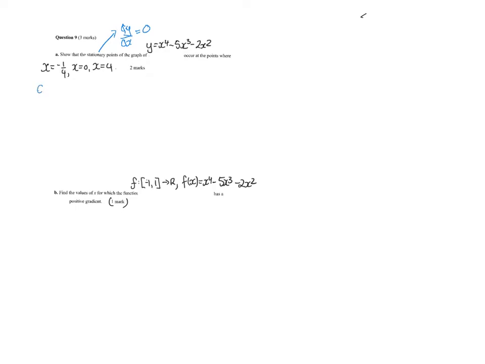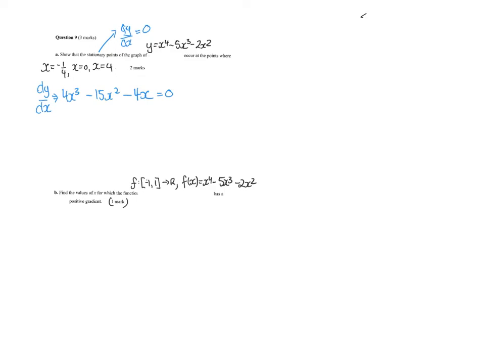So if we go and do that, dy dx of the function would be 4x cubed minus 15x squared minus 4x. Okay, so we know the stationary points are when this equals 0. So this is a cubic, and if I let that equal 0, how do we solve a cubic? To solve a cubic, you need to factorize it.